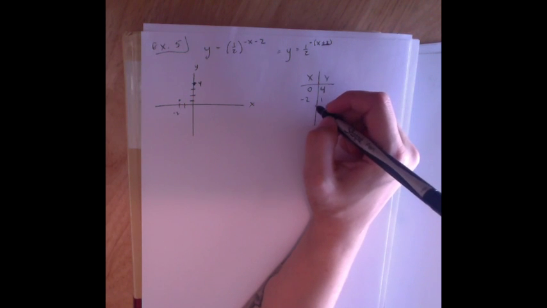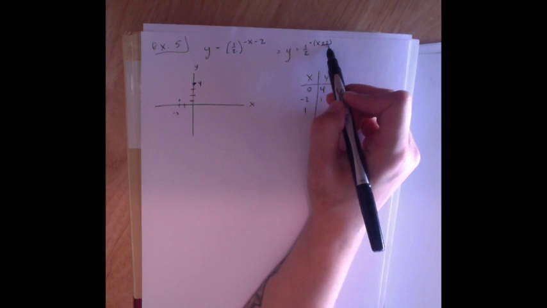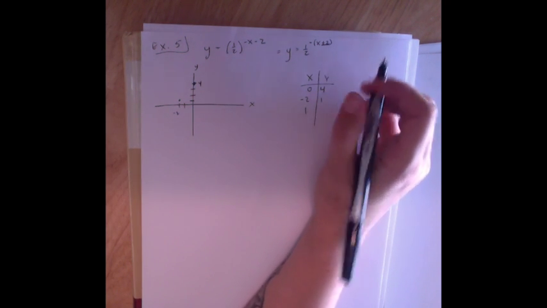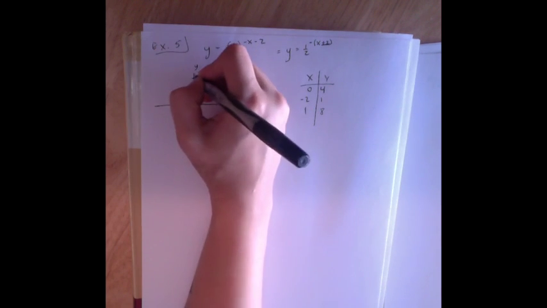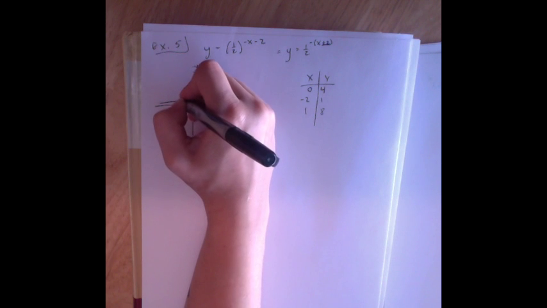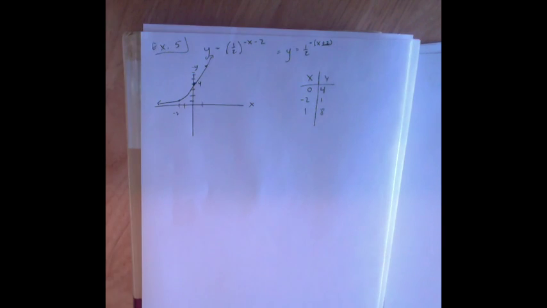Okay, let's do one more. Let's put in, I don't know, 1. So we get negative, so 1 plus 2 gives me 3, so y equals 1/2 to the negative 3, which gives me 8. Here. And there you have it.